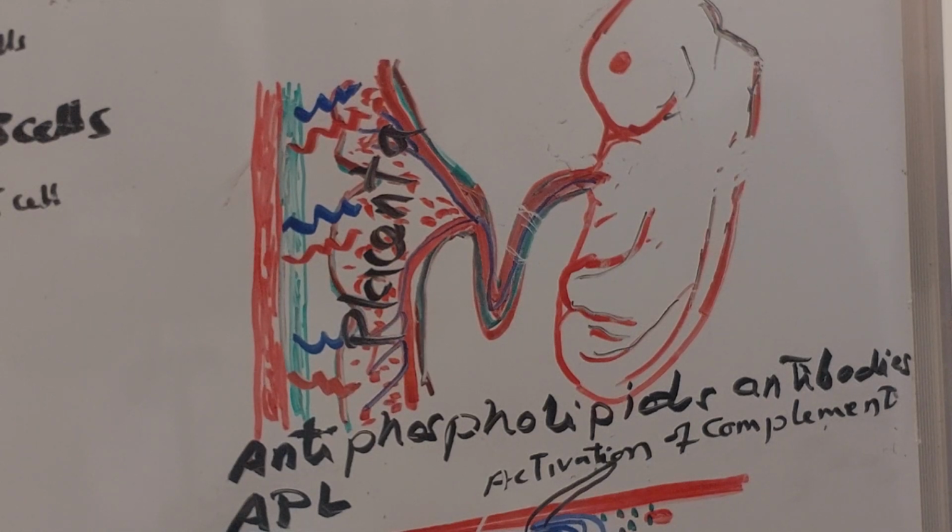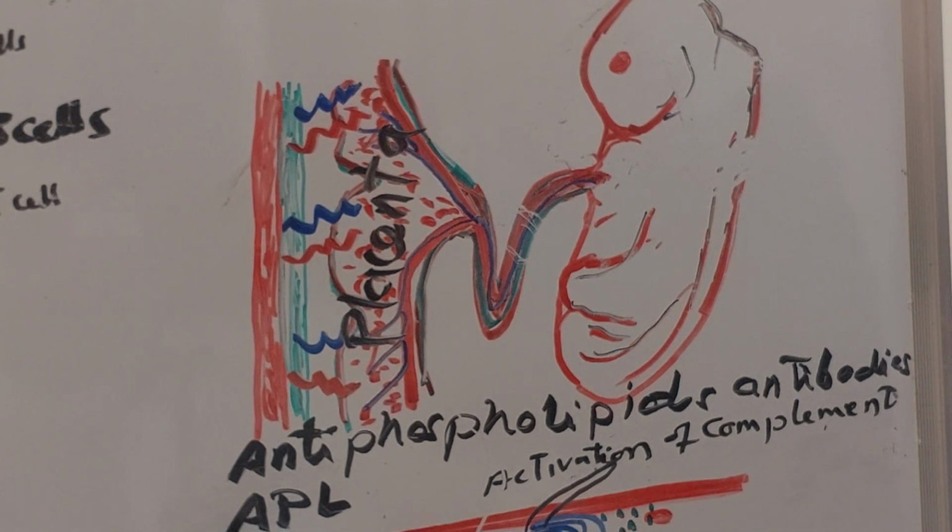In this video lecture, I am going to talk about antiphospholipid syndrome. And as you know, antiphospholipid syndrome is an autoimmune disease characterized by blood clots or formation of blood clots during pregnancy.